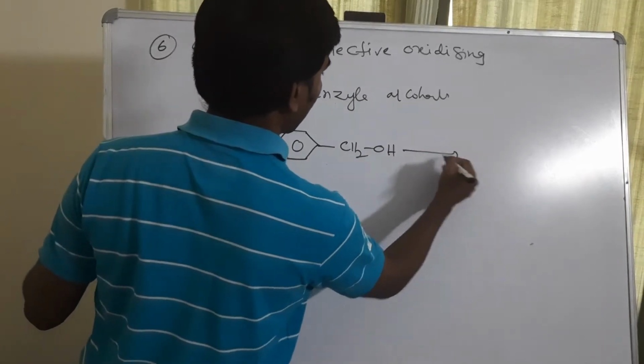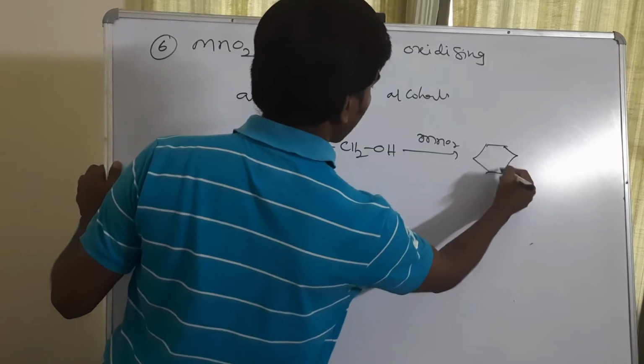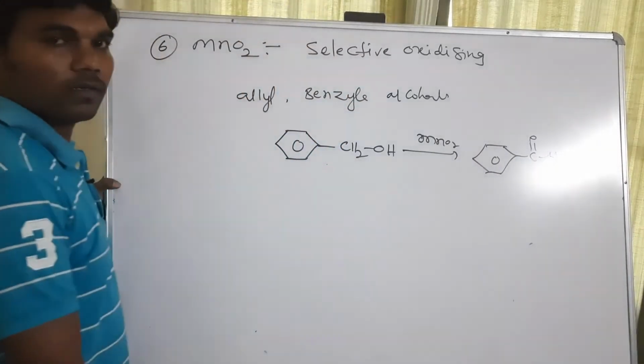For example, with C6H5CH2OH, a benzyl alcohol, if I am taking MnO2, then it is going to form benzaldehyde, C double bond O H. It will form benzaldehyde, right?